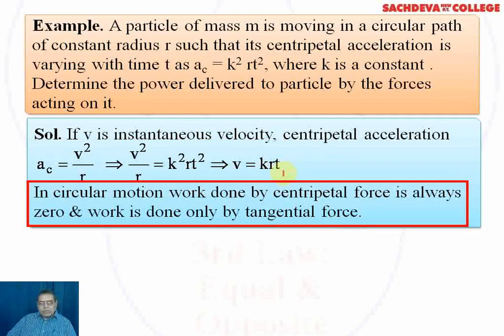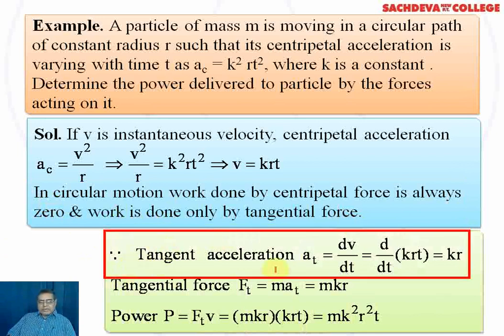Now in circular motion, work done by centripetal force is always 0 because net displacement is 0. Work is done only by tangential force. Tangential acceleration a_t is given by dv over dt, because acceleration is defined as the rate of change of velocity. Then we write d over dt of v, which is k r t. If we take the derivative of k r t, k is constant and taken out, and the derivative of t is 1. So the net function will become k r.